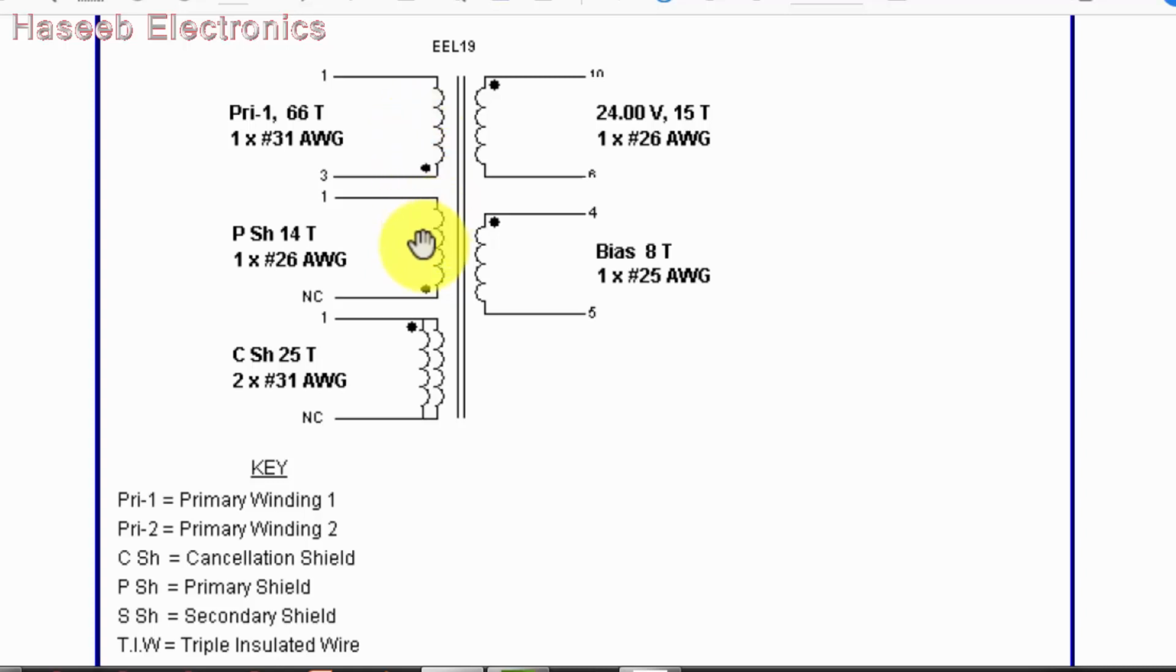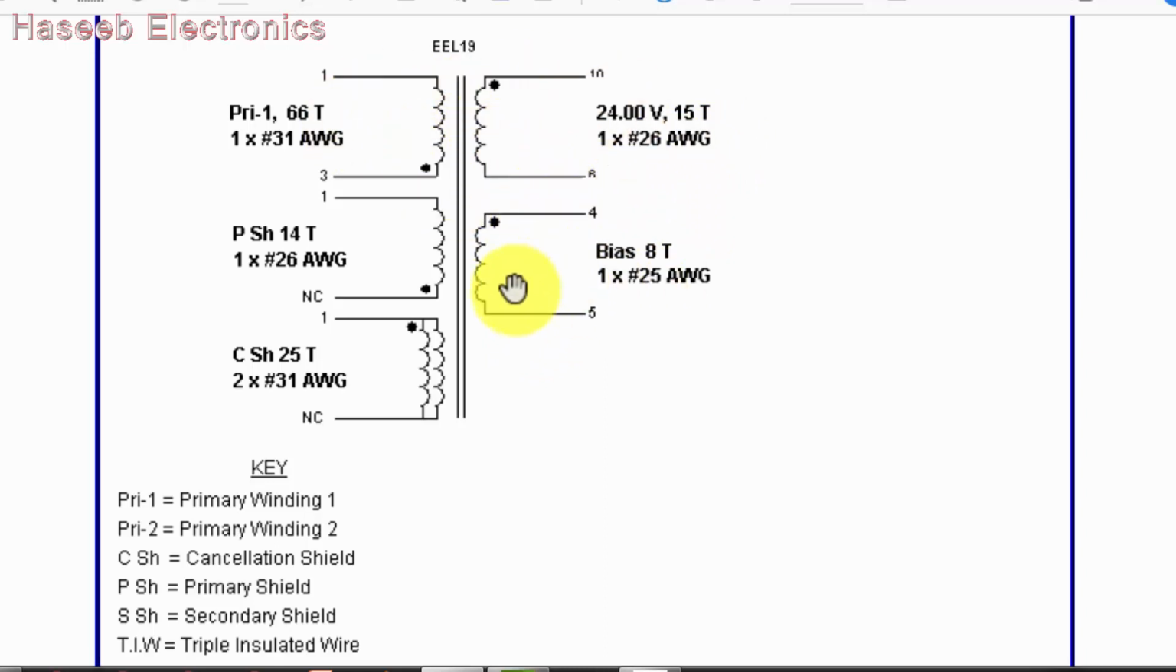After that, insulation tape, and finally apply the 24 volt winding, 15 turns, single wire, 26 AWG, and it will be opposite in direction to the primary winding. The reference is the primary, because it is a flyback transformer, so we have to wind all the output windings, whether secondary winding or bias winding, opposite to the primary winding.